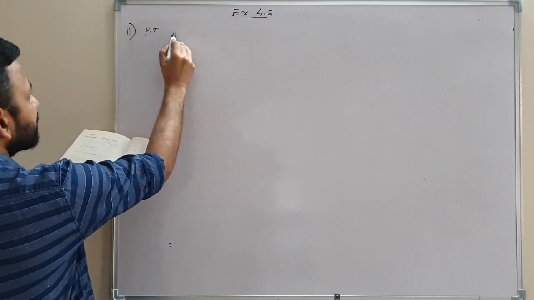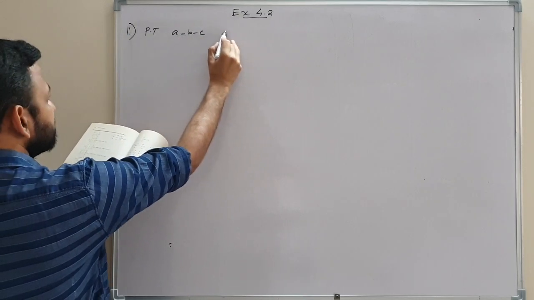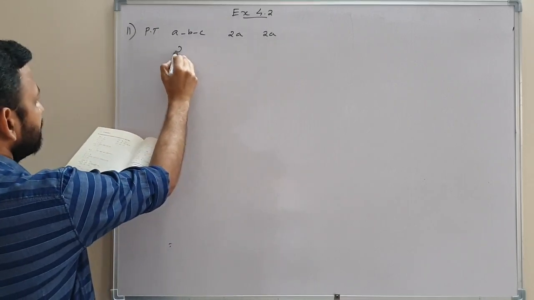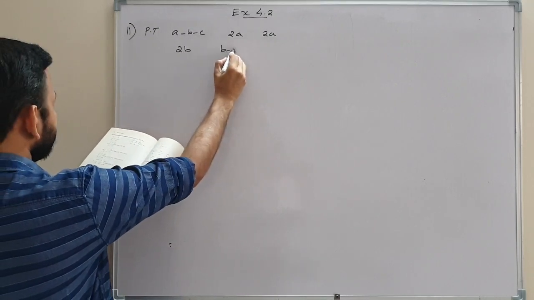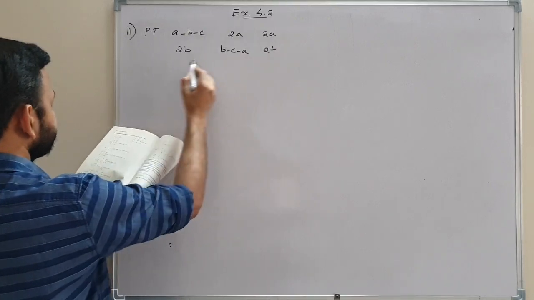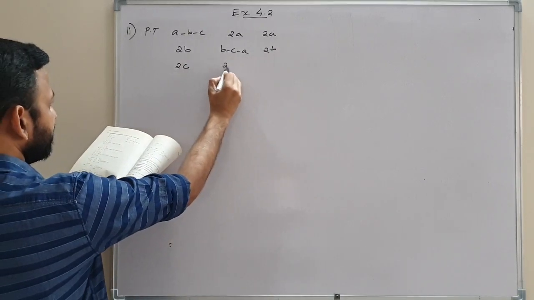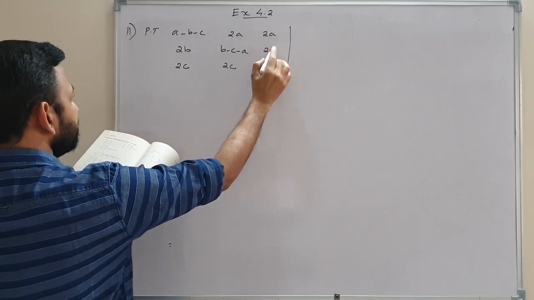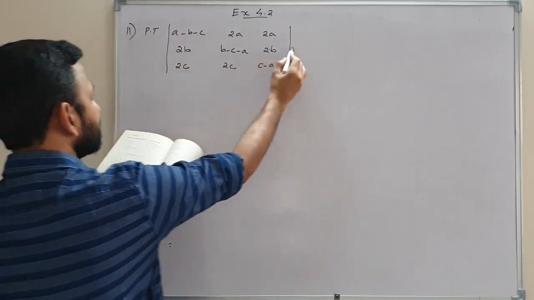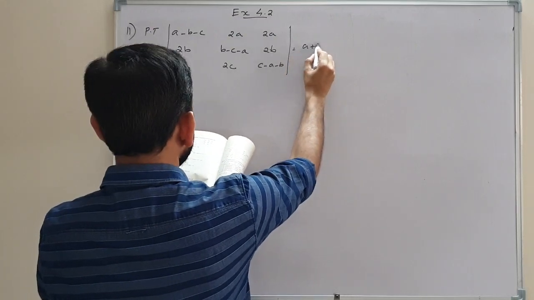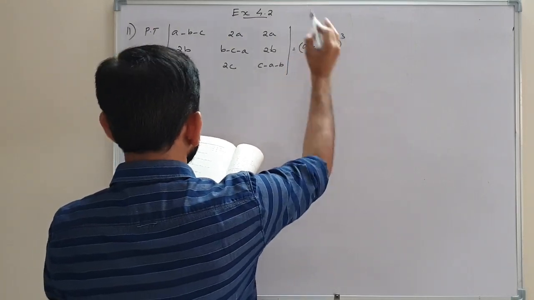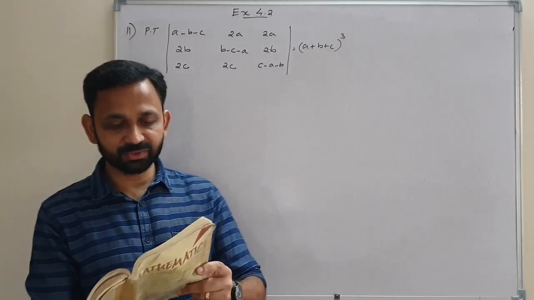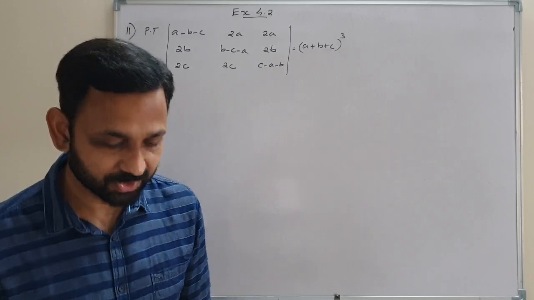Prove that the determinant with rows (a minus b minus c, 2a, 2a), (2b, b minus c minus a, 2b), (2c, 2c, c minus a minus b) is equal to (a plus b plus c) raised to the power 3. We need to prove LHS equal to RHS, and we are going to reduce it into 2 by 2 form.